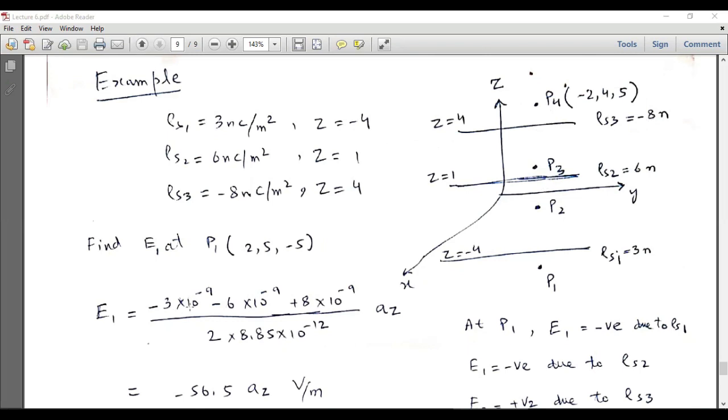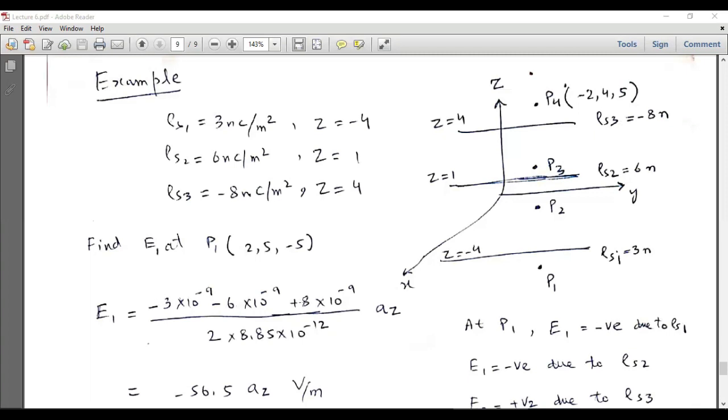So that is what I have used over here, but here I have just used different symbols for the surface charge densities, and I have used positive sign for the AZ. So for rho S1 I have used minus 3, for rho S2 I have used minus 6, and for rho S3 I have used plus 8. Because the electric field intensity due to this sheet of charge is downward, so it will be minus 3. Again, due to this sheet it will be downward along minus AZ, so I have used minus 6, and it will be positive due to this sheet, so I have used plus 8.